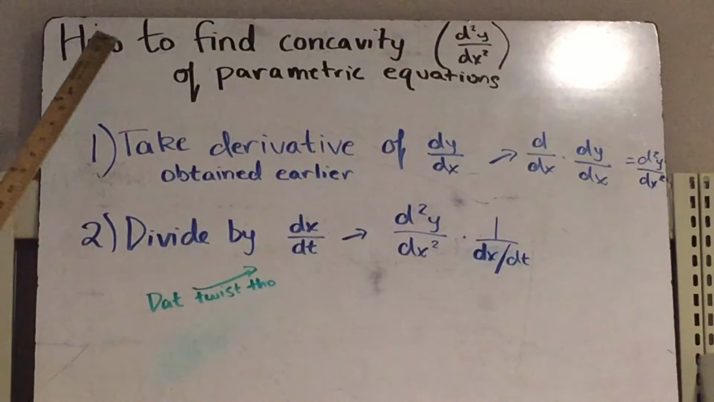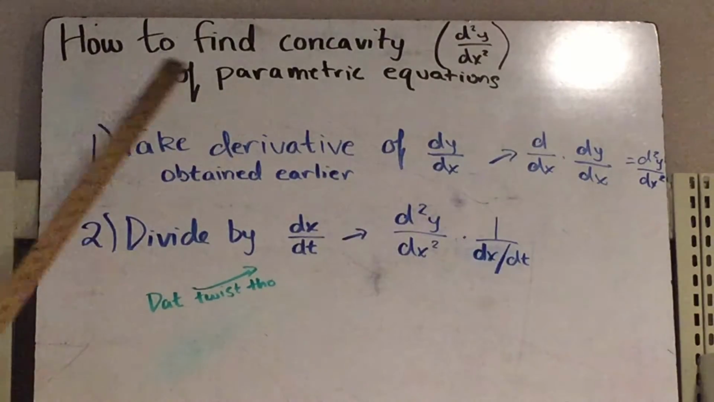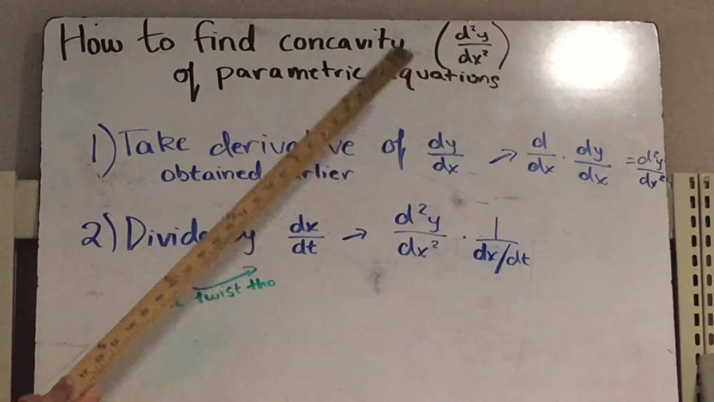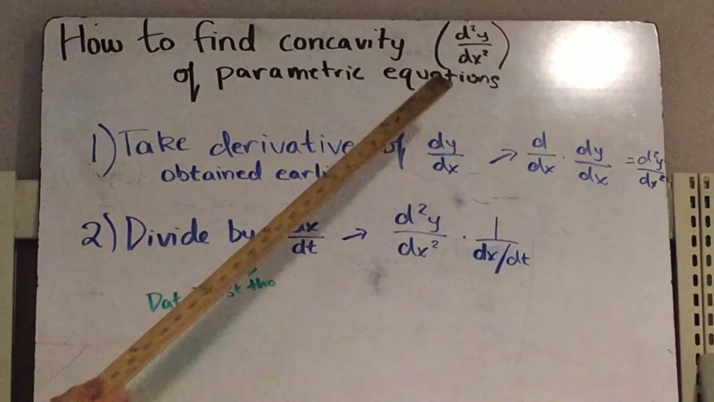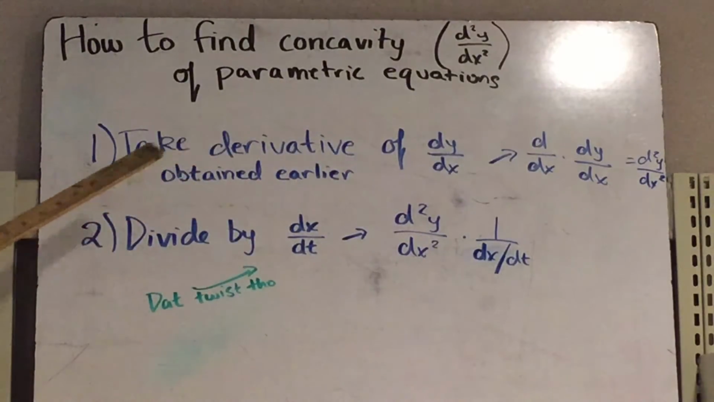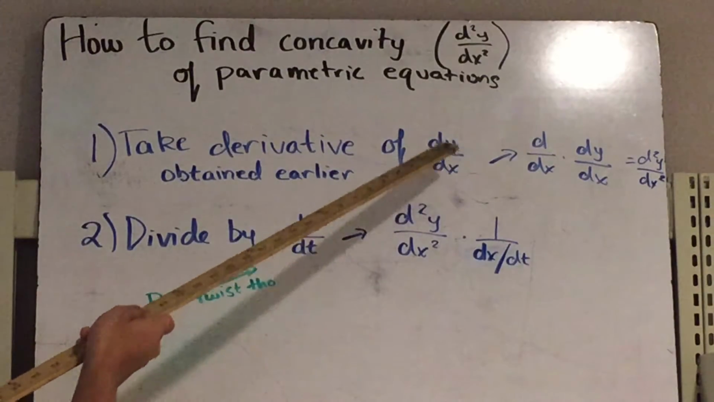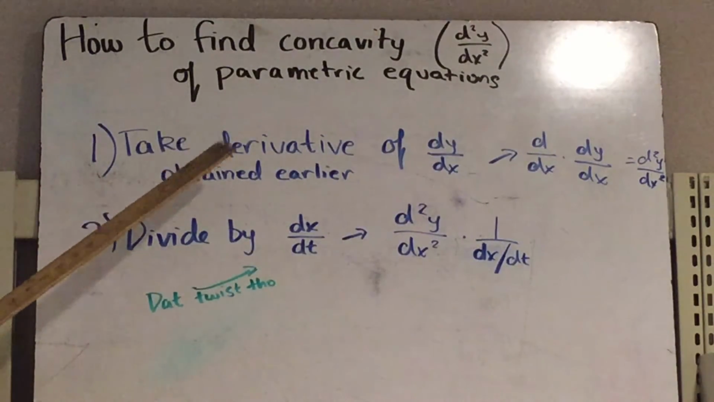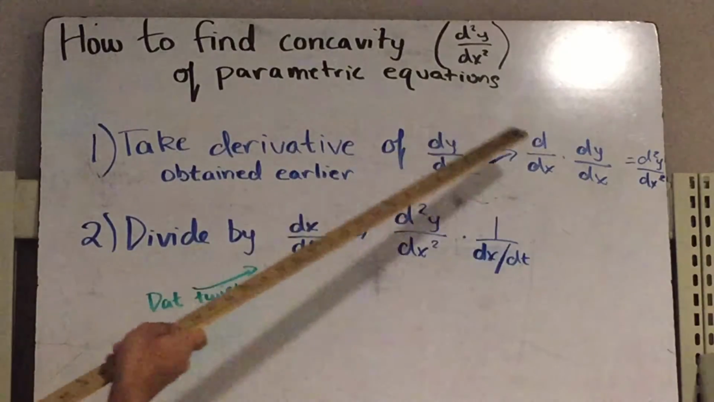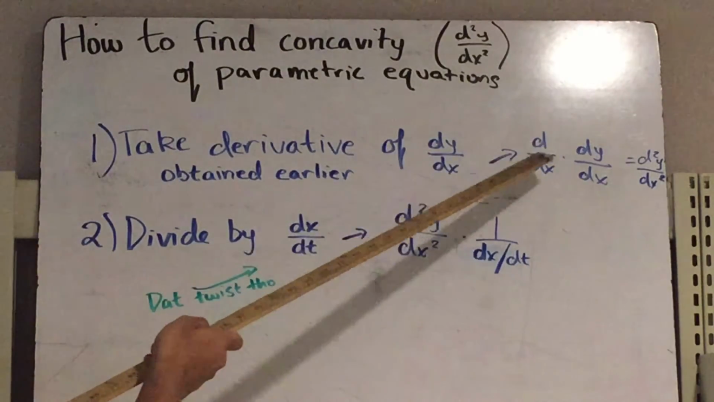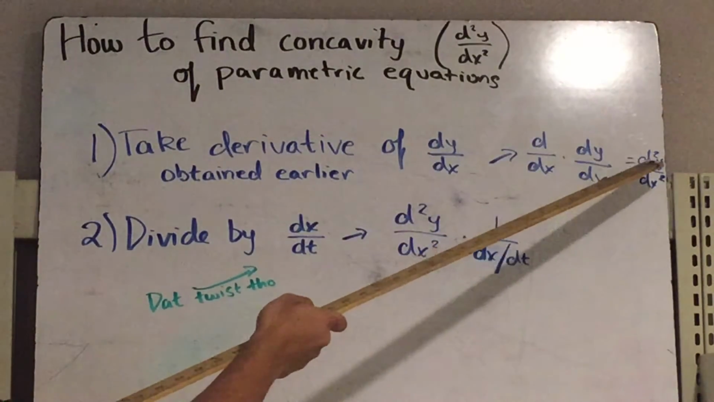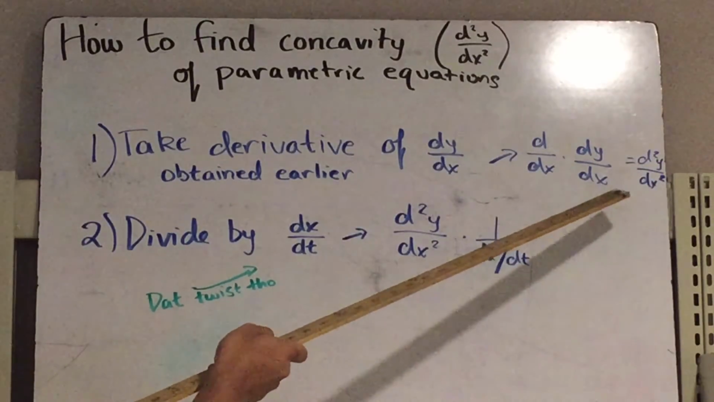The second thing you might want to know is how to find concavity of parametric equations, also known as d squared y over dx squared. So the first thing you have to do is take that dy over dx, that derivative that you had before of the parametric equation, and take the derivative of that. So the derivative of dy over dx should give you a d squared y over dx squared.